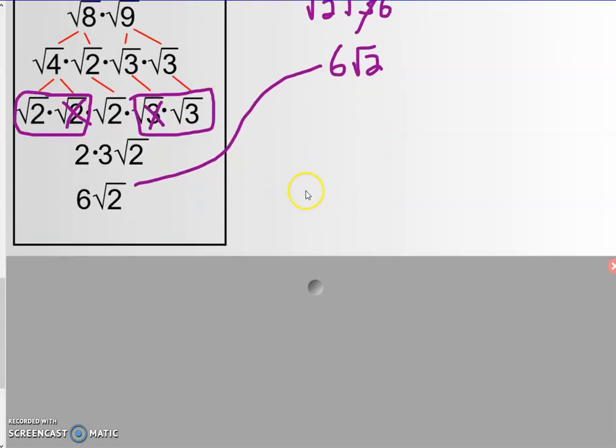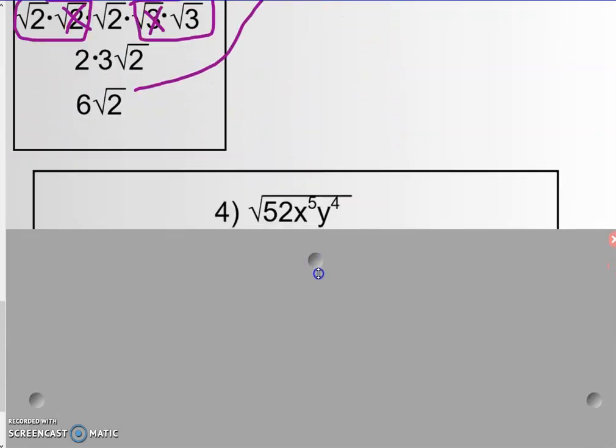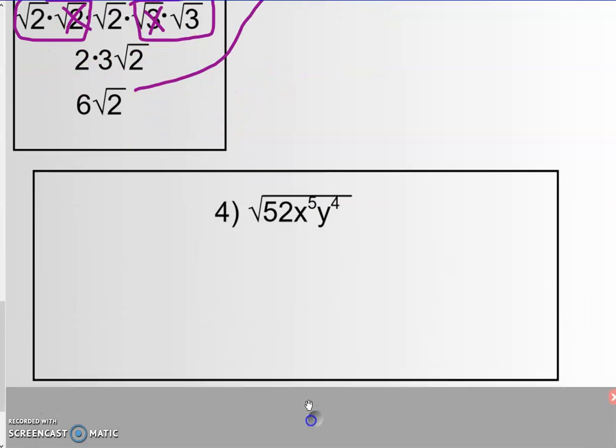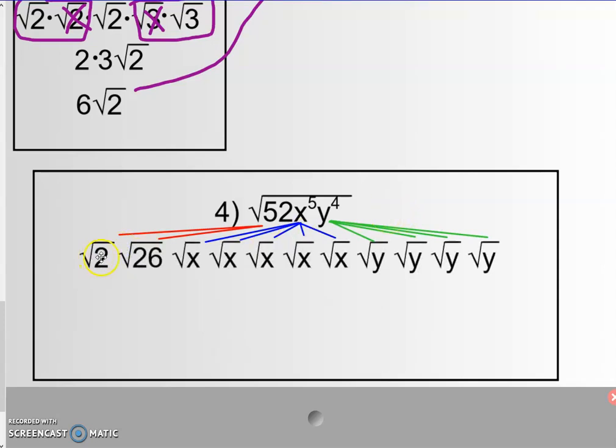Let's take a look at 2 more examples. This time I want to include some variables. So don't freak out because there are variables here. Let's see how they escape. So we're going to do the same thing we've always done. We're going to break this apart. Now this time I'm going to break that 52 up into 2 times 26. X to the 5th means there are 5 x's. Y to the 4th means there are 4 y's.